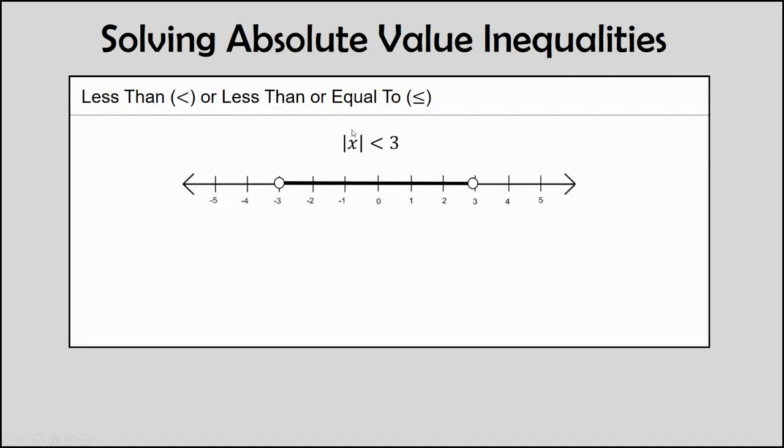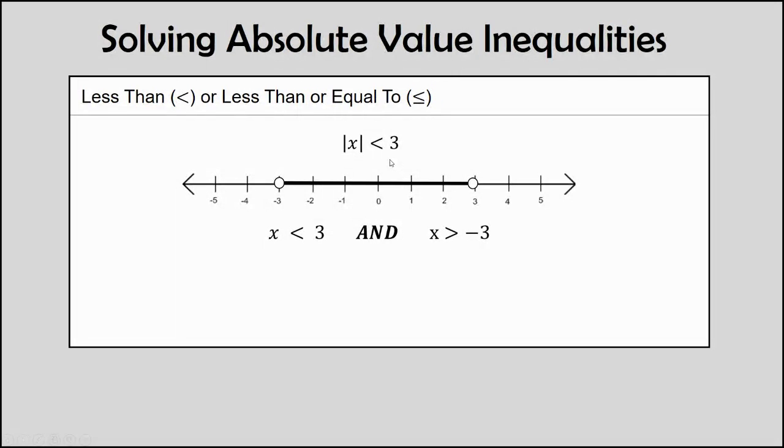That compound inequality could be described as this. This graph represents numbers that are less than 3 and x values that are greater than -3. Remember, greater than -3 is to the right of -3, less than 3 is to the left of 3, and then "and" means the only numbers that will count are the numbers that fit both descriptions.